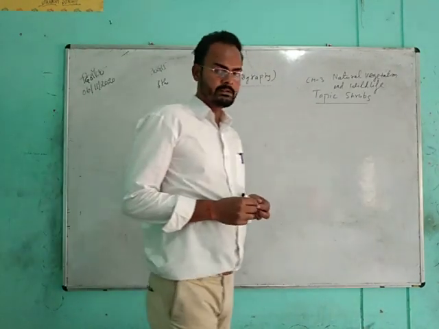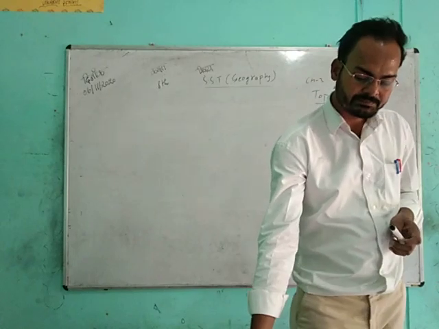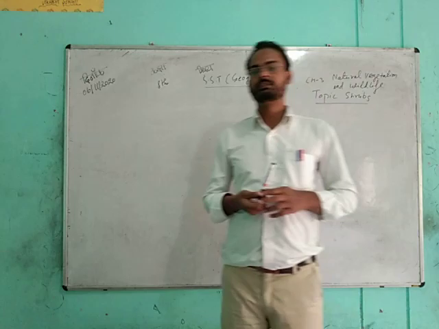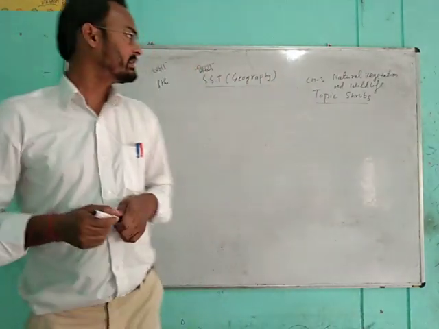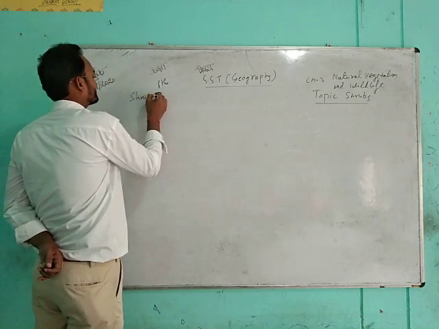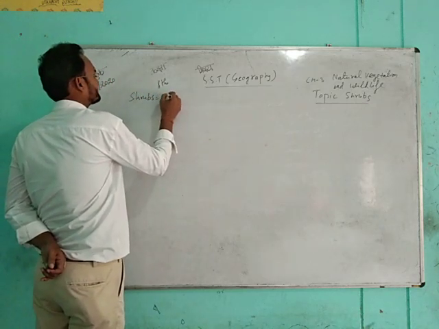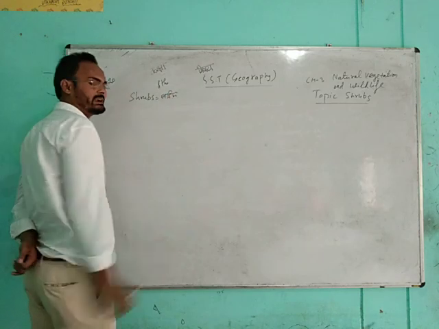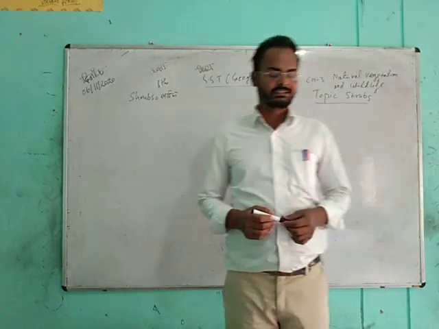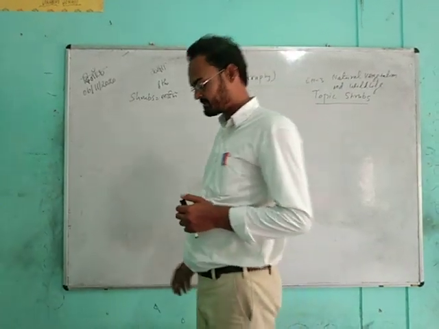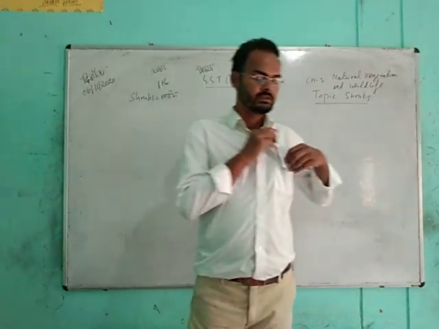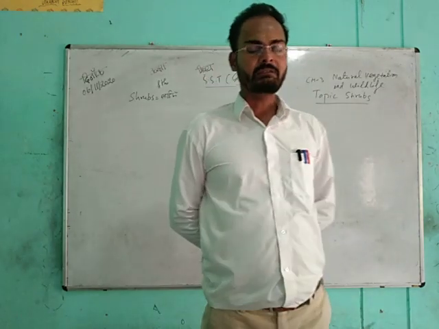So students, in the previous video we have discussed grasslands, temperate grasslands and tropical grasslands. Now we are going to discuss shrubs. What are shrubs? If we take the meaning of shrubs, jhadiyan, small plants and trees. Shrubs are plants which are smaller in size than trees. So shrubs are small plants, small trees, smaller in size than trees, having many stems.